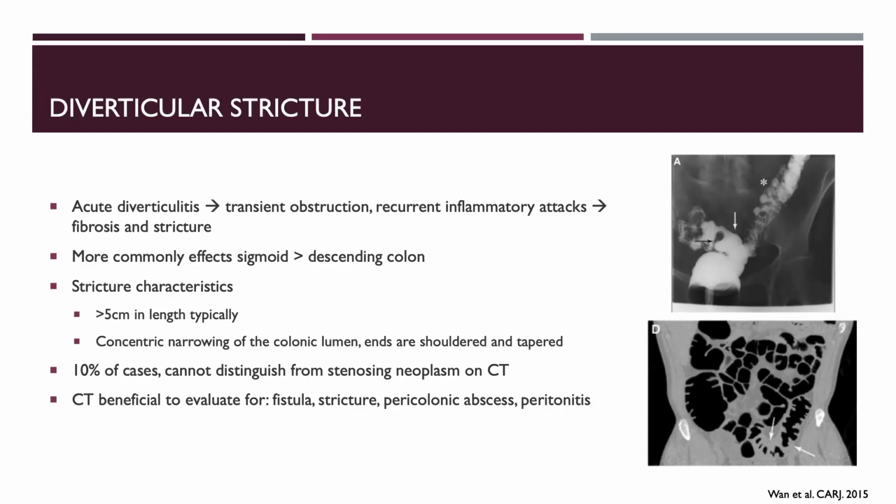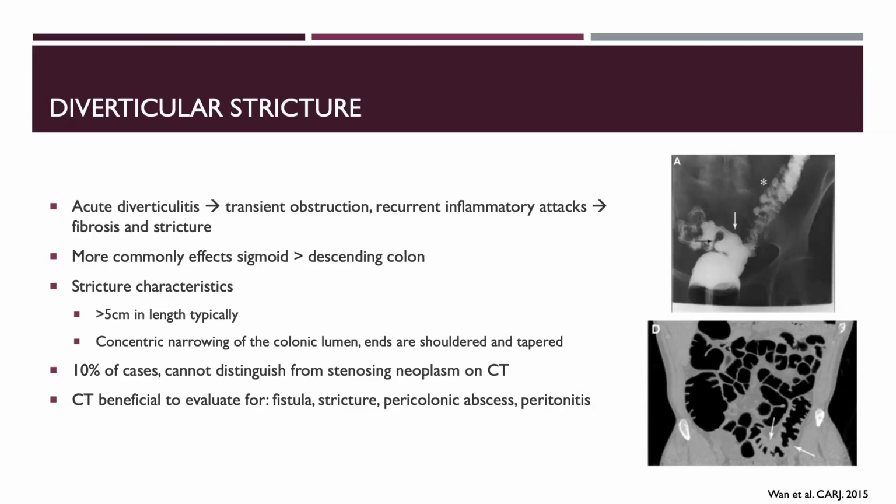So it's hard to distinguish from a neoplasm on CT scan, but where CT scan is very helpful here is it tells us what not to even consider endoscopy at all, which is if there's a fistula, a stricture, a pericolonic abscess, or peritonitis. Really, there's no room here for endoscopy. Now, if you really want endoscopy as a surgeon, I can tell you from the GI side, there's always times when we really kind of push the limits of what we do.